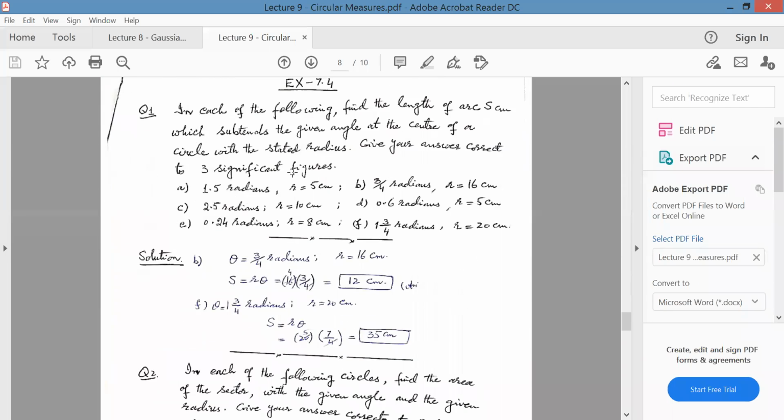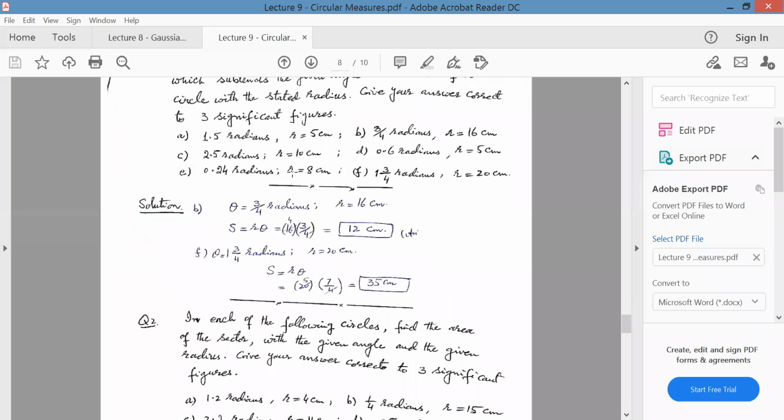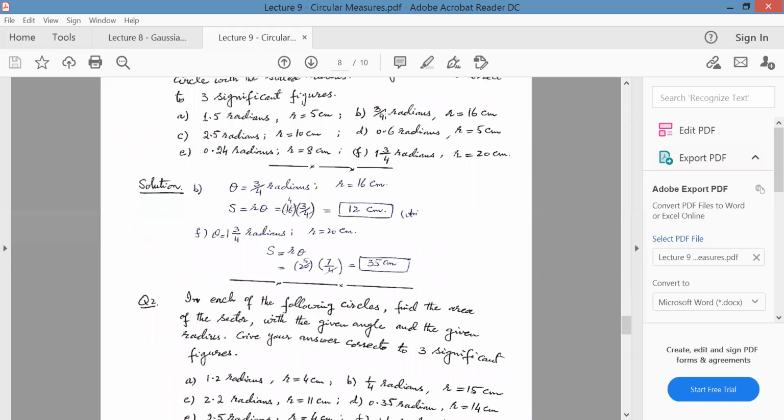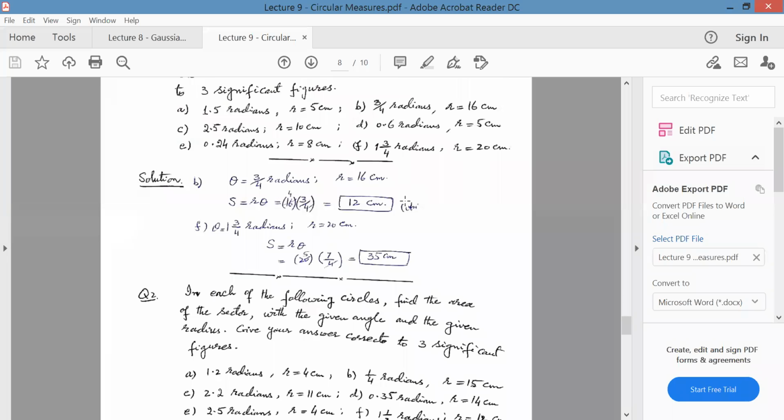The same question is again written here. Solving this part B. 3 by 4 radians is the angle and r is 16 that I am showing over here. The formula for the arc length is r theta. Your r is 16 and theta is 3 by 4 radian. It should be in radians. So just simplify. 12 centimeter is the arc length. Damn simple. Is there any difficulty?